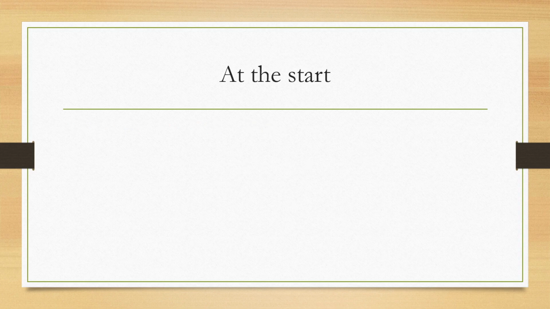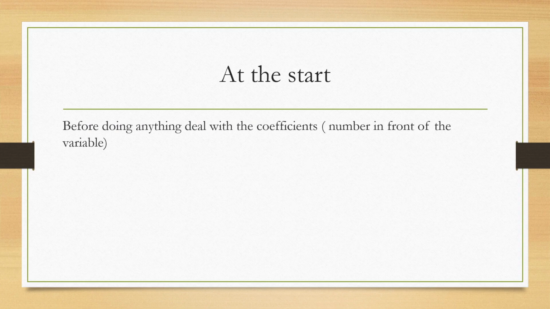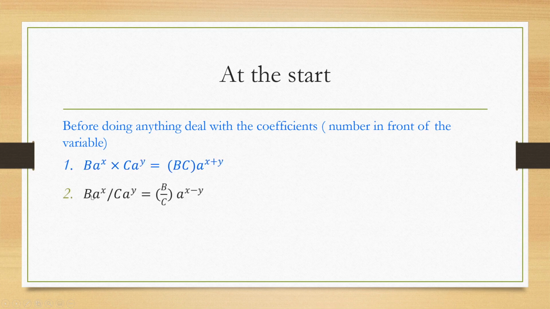But before you do anything at the start, you need to deal with the coefficients. The coefficient is the number in front of the variable. So, for example, rule 1 is this. So B and C, they are the coefficients. So as you can see, because it's being multiplied, whatever this operation is, you do it to these coefficients here. You do it the same way. So B multiplied by C, or B divided by C, or B to the power of Y.